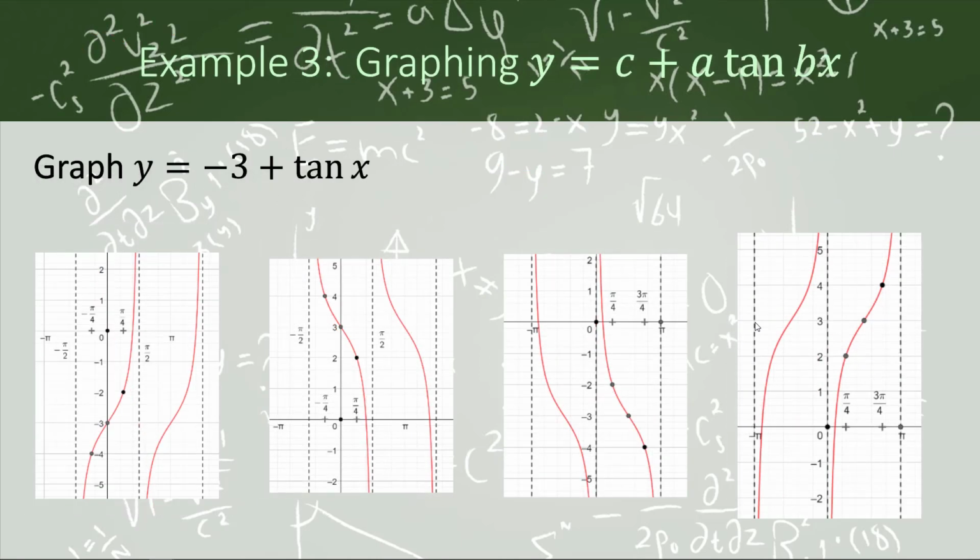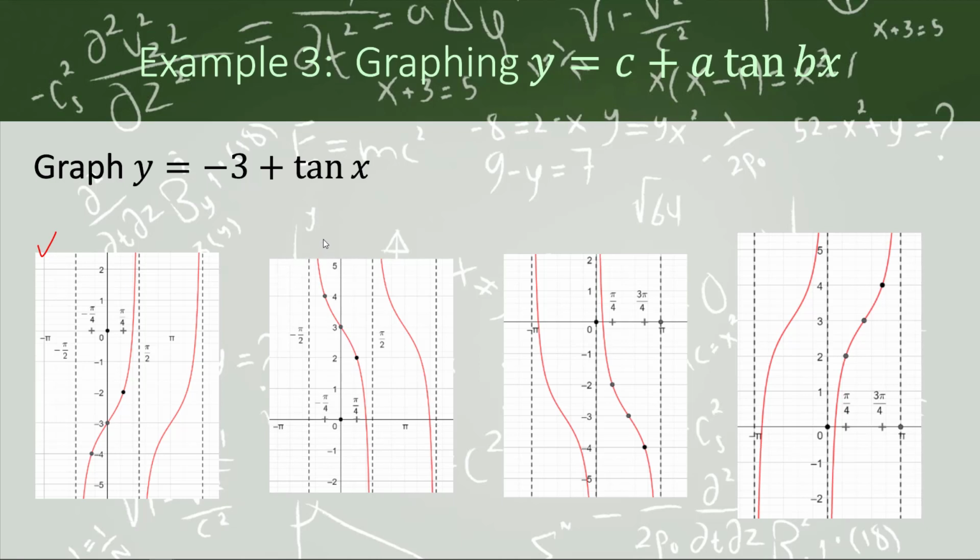Okay, next we have the graph of y is equal to negative 3 plus the tangent of x. In this particular case, you can almost guess what this is. You just take tangent of x and shift it down by 3. Right here is tangent of x, and notice that we are shifted down by 1, 2, 3. So actually, this one would be the graph. You can actually see it right away.